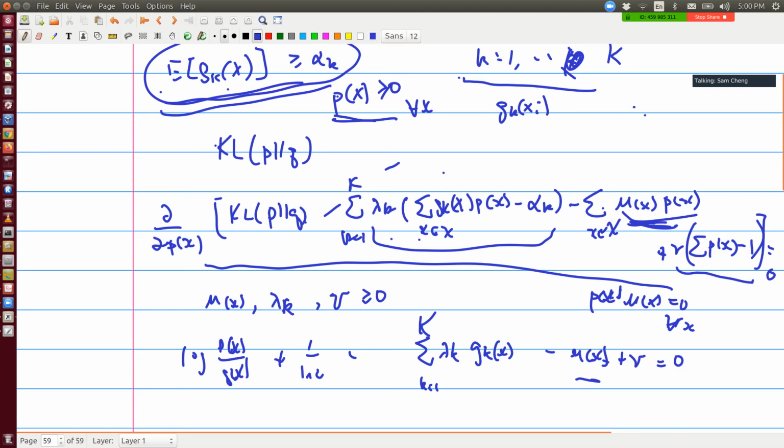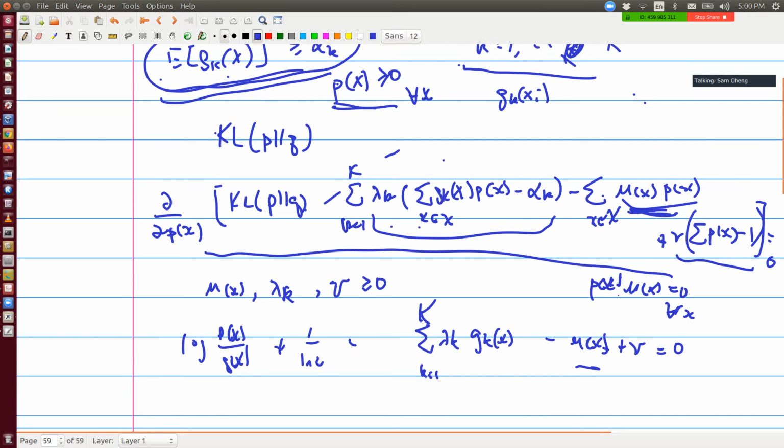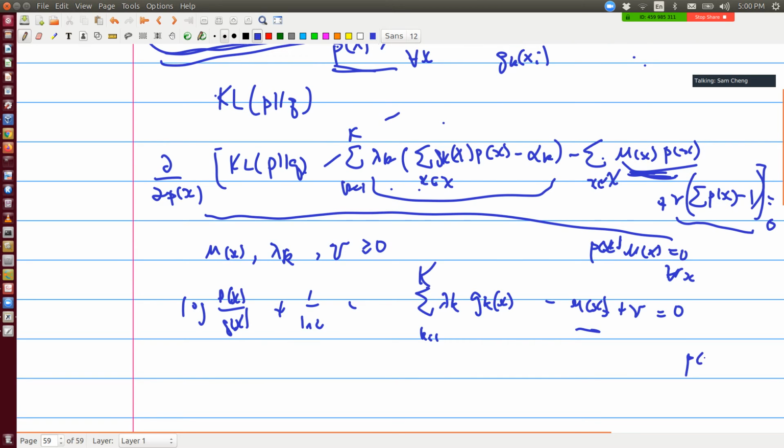So therefore, for the x there, for px, there are basically two cases. Either px is equal to 0, which basically means that particular outcome is never going to happen. Or if px is not equal to 0, then mu x is equal to 0. So in any case, this term will be gone. So this is gone. Okay?